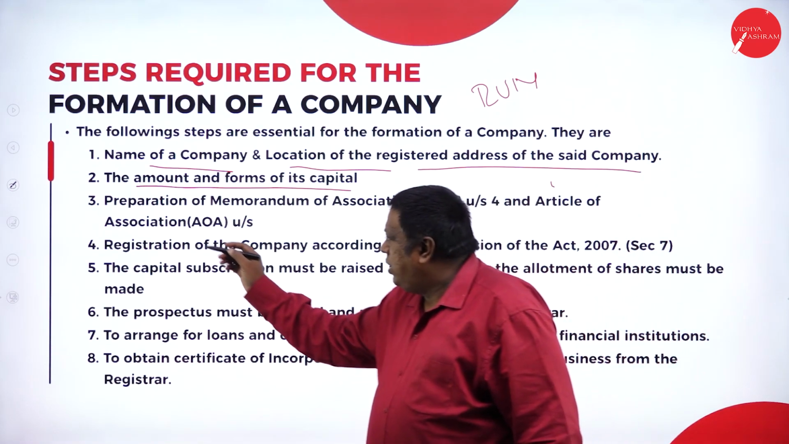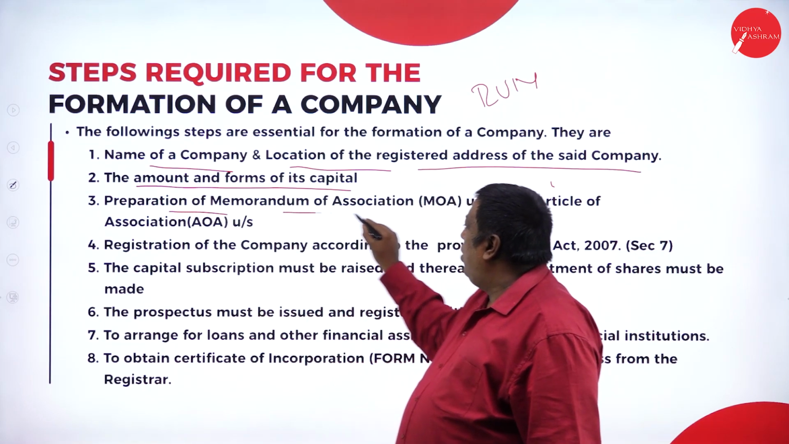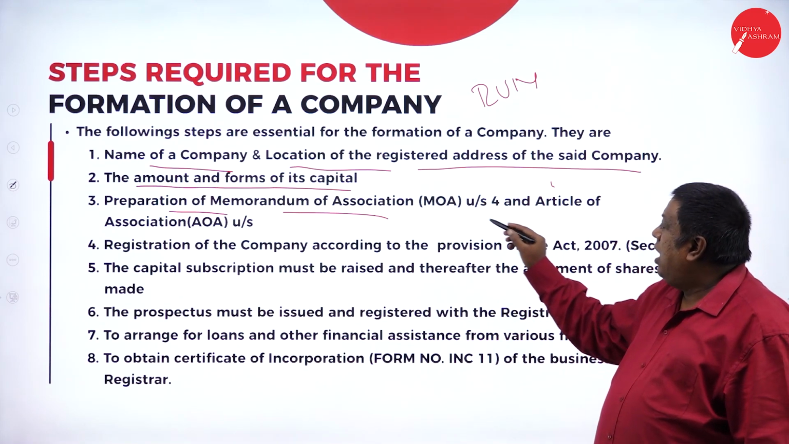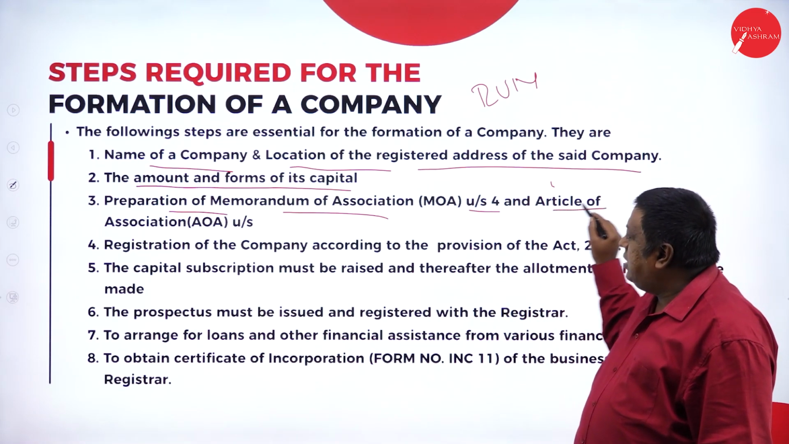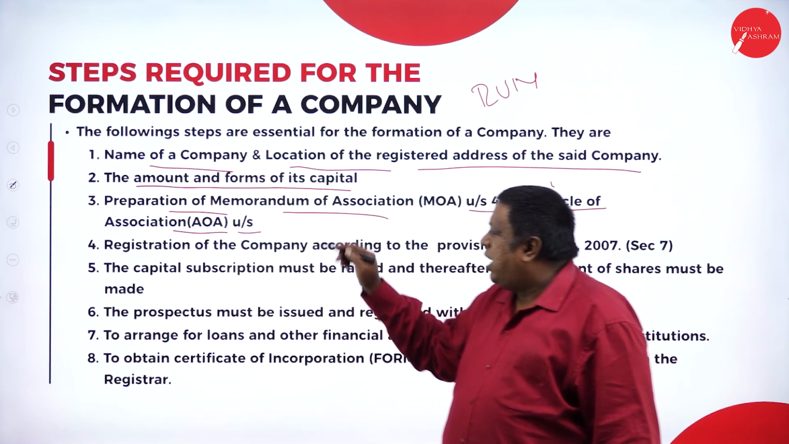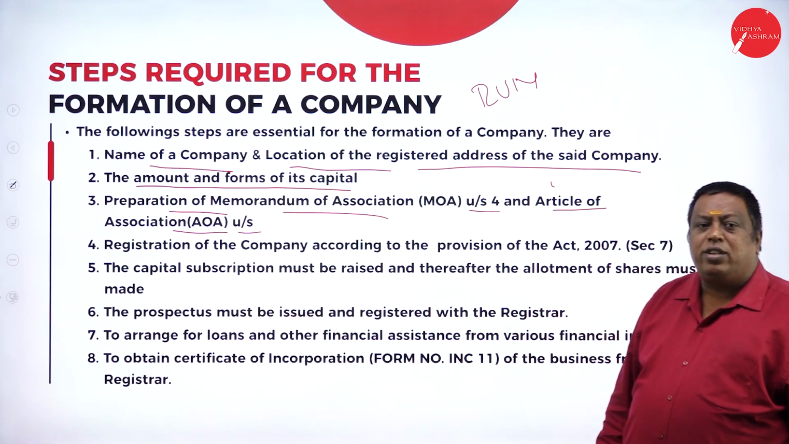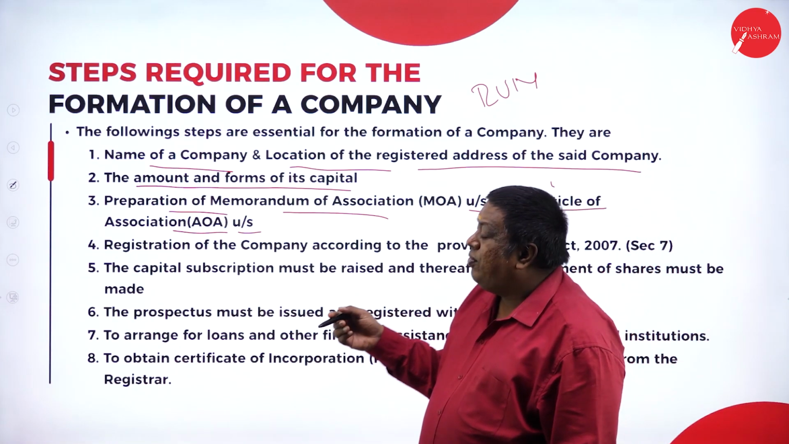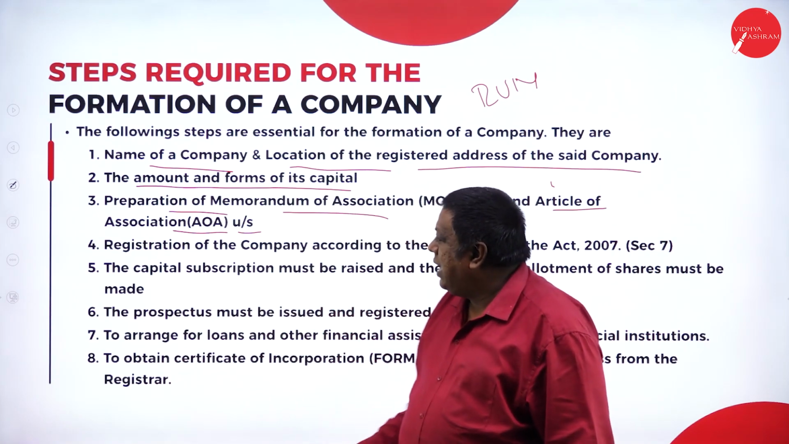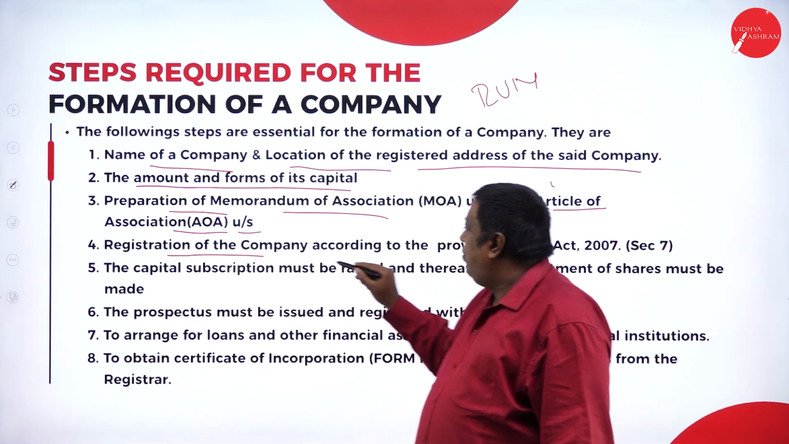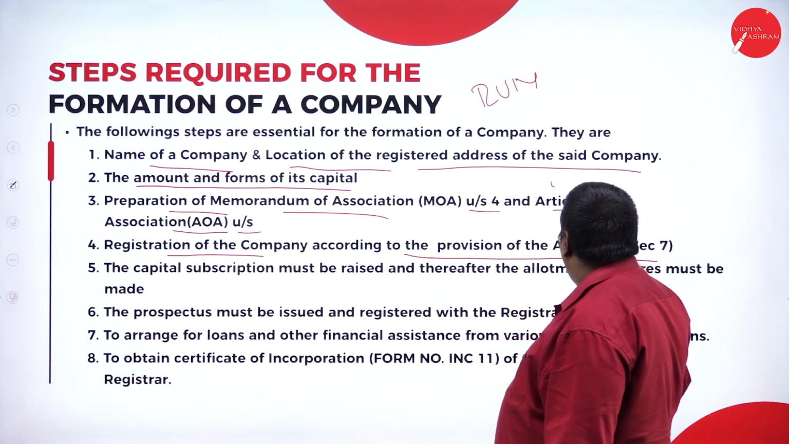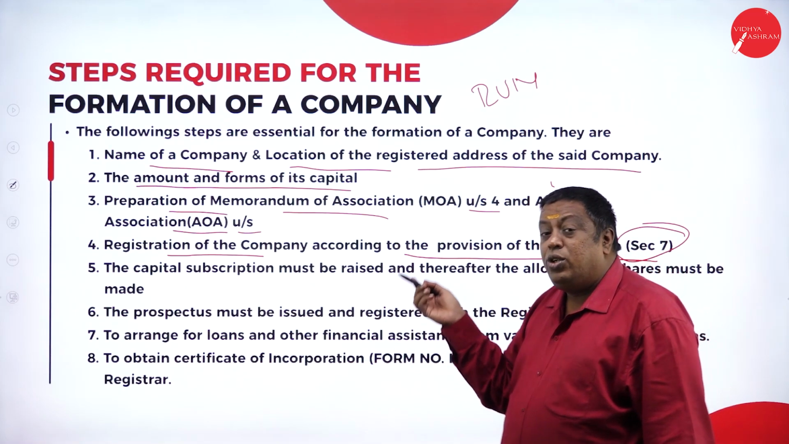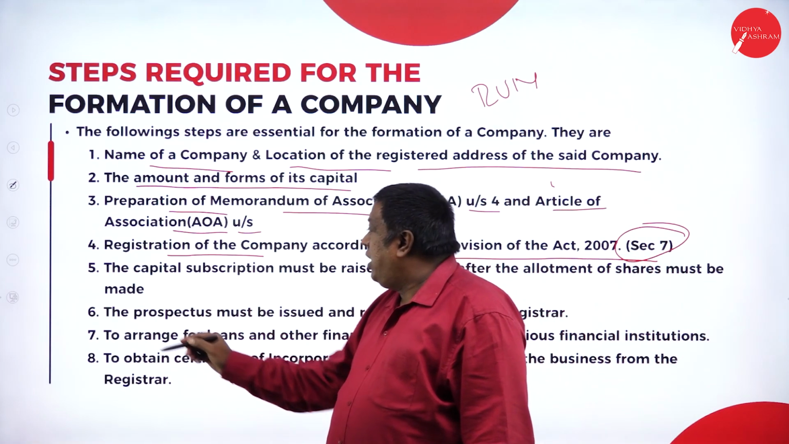The third point we require here, we have to prepare MOA, which is related to the outside activities of the company as per section 4. Articles of association as per section 4, again we have to check that one and write according to the requirement of the internal activities of the organization. Next, registration of the company according to the provisions of the Act 2007 as per section 7 of the 2007 Act. So we have to check that one.